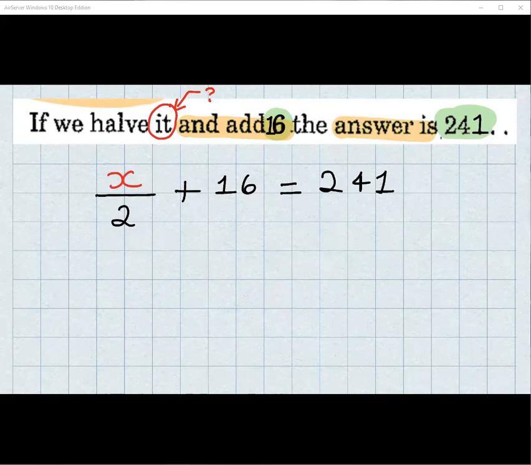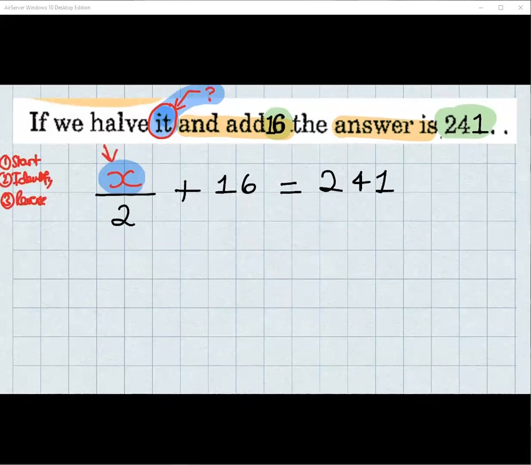Now, what do we want to work out the value of? X. Okay, lovely. Now, how do we work out the value of x? First, you need to start at X. Then you need to identify the actions, and then you need to solve it in reverse order. Fantastic. Okay, so if I start at the x, what's the first action? The first action is divided by 2. And what's the second action? Plus 16. Okay, so which one shall I move first? You should move the plus 16 over the equal sign.